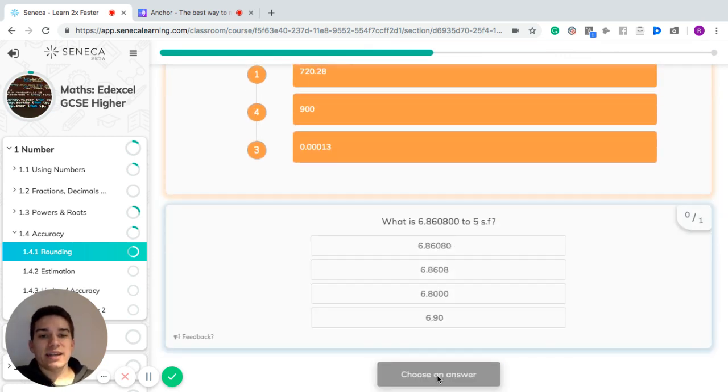So what is 6.860800 to five significant figures? Again, I recommend writing that down. First we need to find out what the first significant figure is. That's the first non-zero number. In this case, it's the units, it's 6. If we round to five significant figures, we look at the sixth significant figure, and that is a 0. We decide whether we round up or down. Because it's 4 or less, we round down. So the answer is 6.8608.